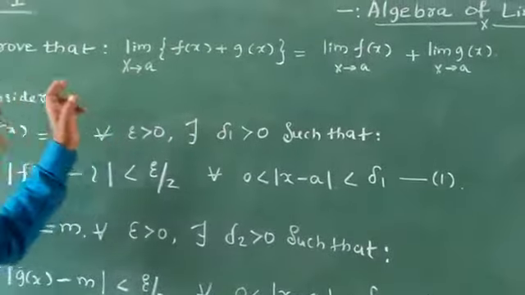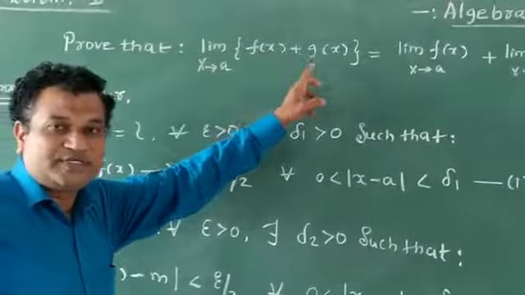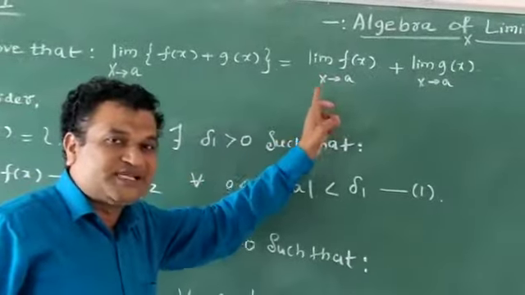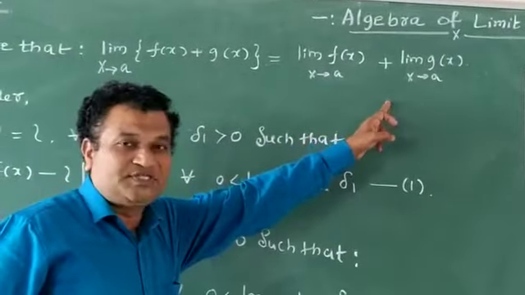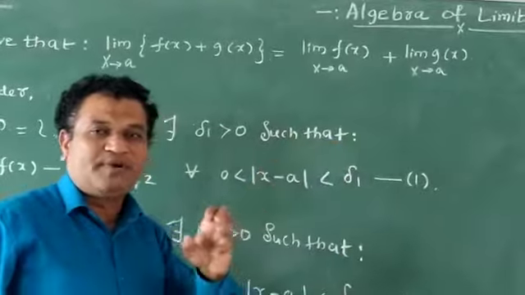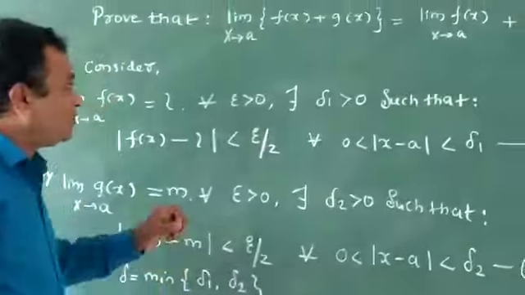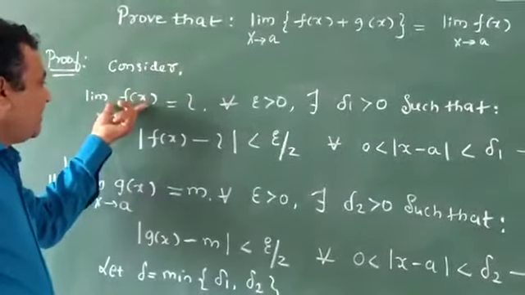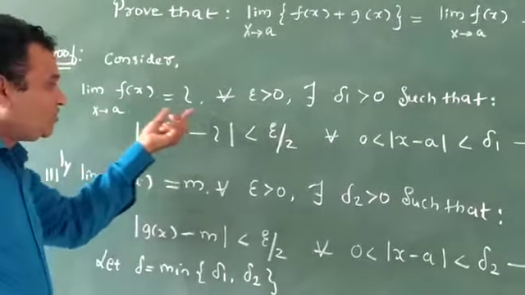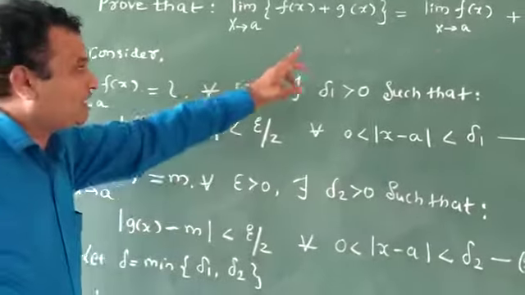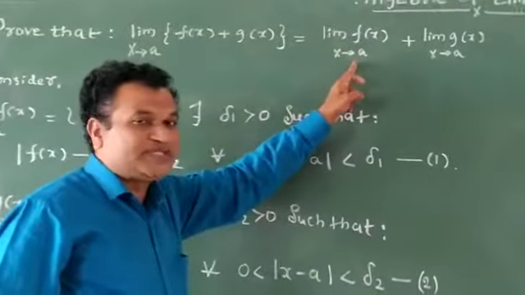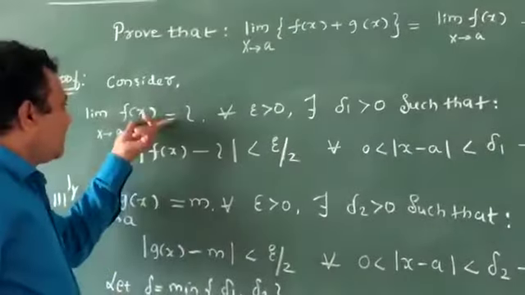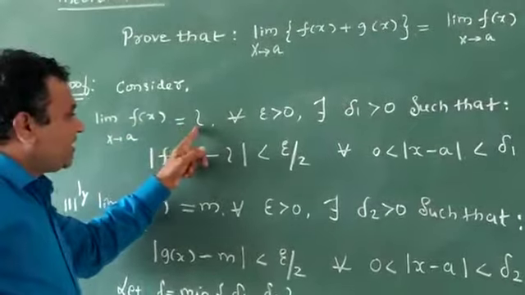First theorem: prove that the limit of f of x plus g of x as x tends to a equals the limit of f of x as x tends to a plus the limit of g of x as x tends to a. By using the limit definition, we are proving this result. First, consider the limit of f of x as x tends to a equals L, and the limit of g of x as x tends to a equals m.